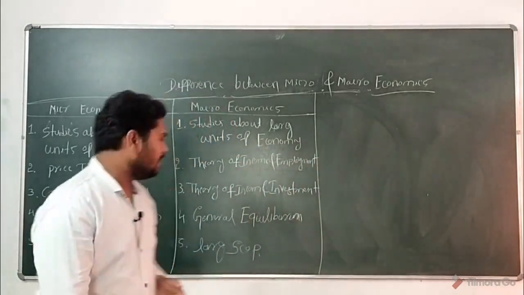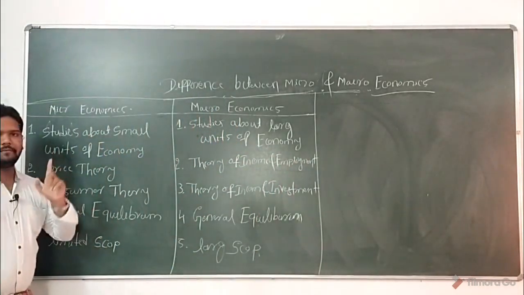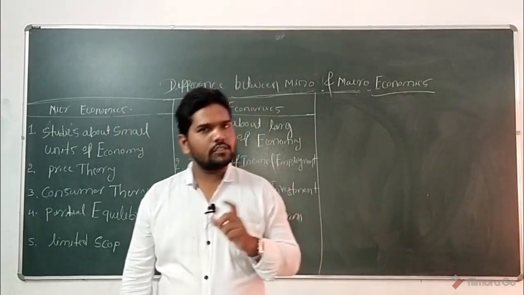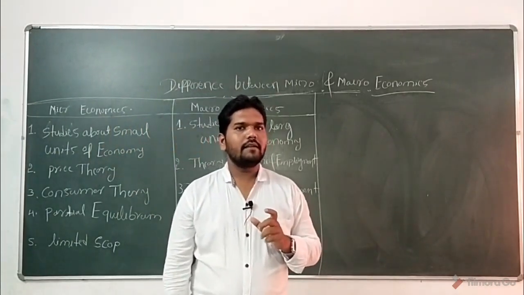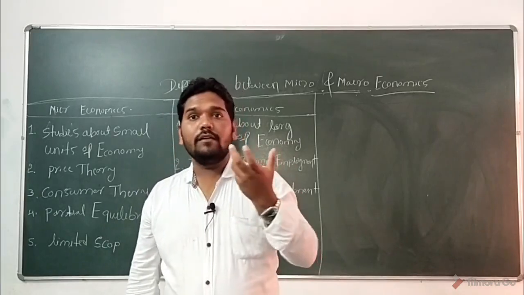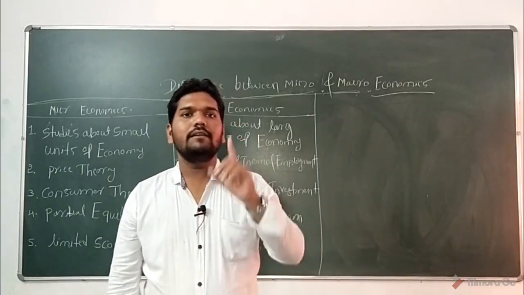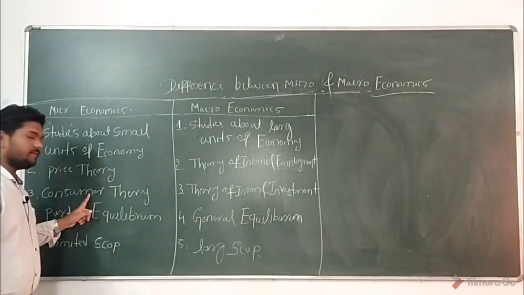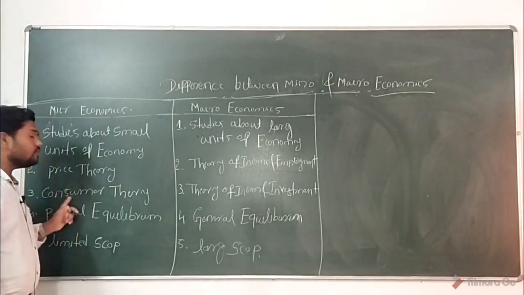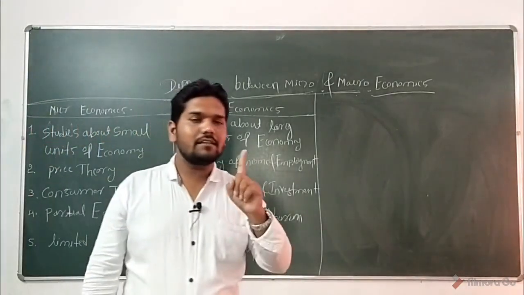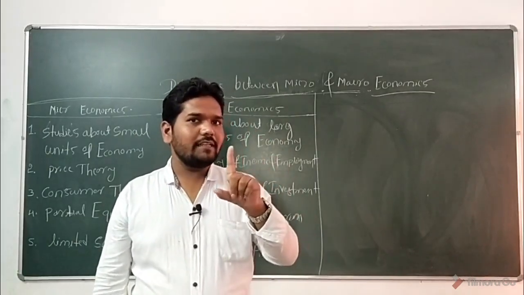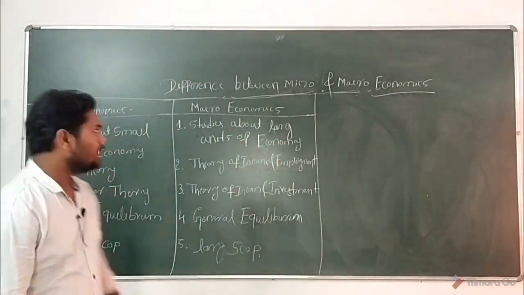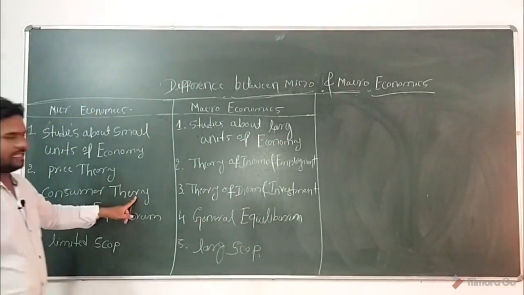Now the third point, consumer theory. Consumer means one who buys goods and services. It is consumer, not consumers. This is consumer theory. A consumer is a single person, and a single person is a small unit of the economy. That's why microeconomics analyzes consumer theory.